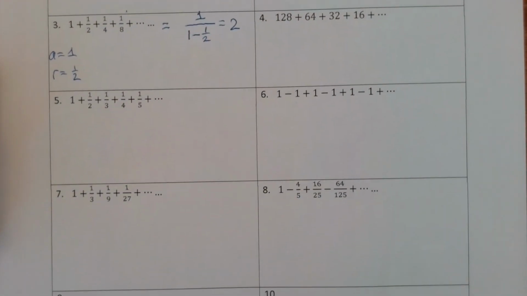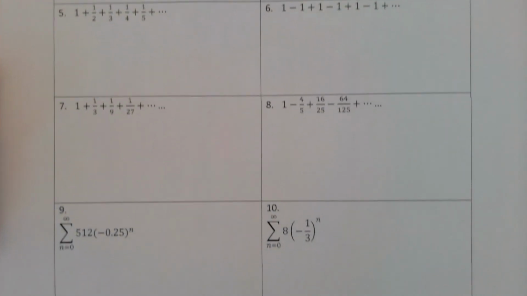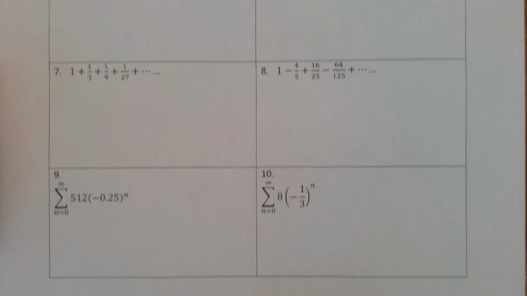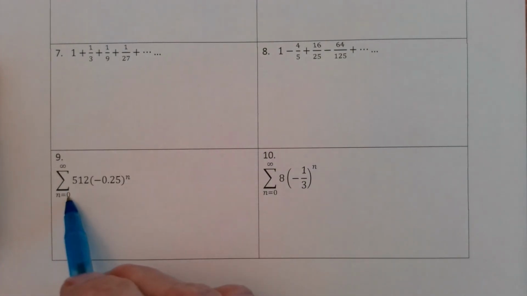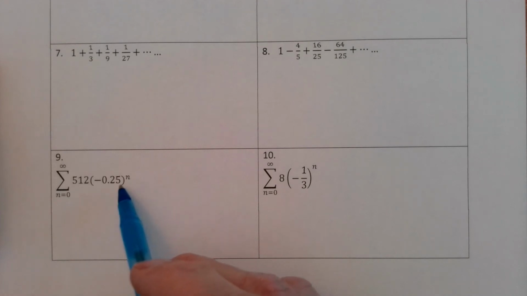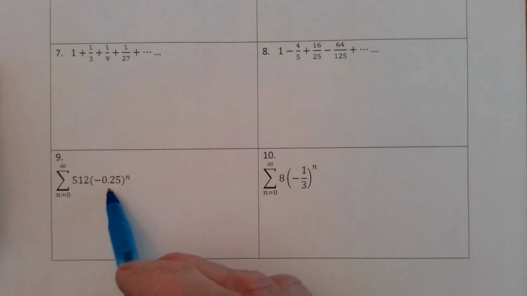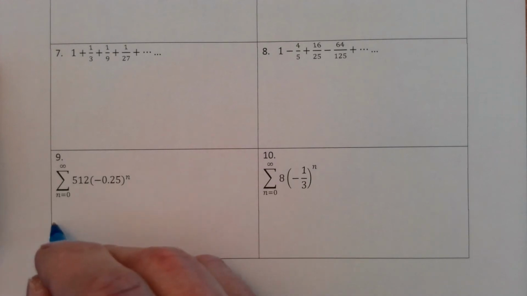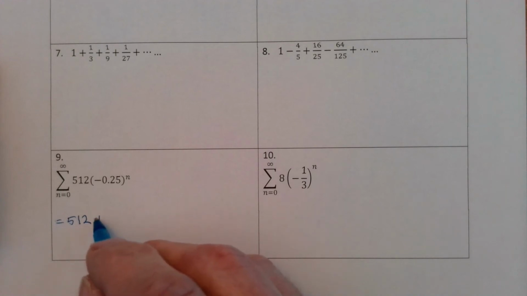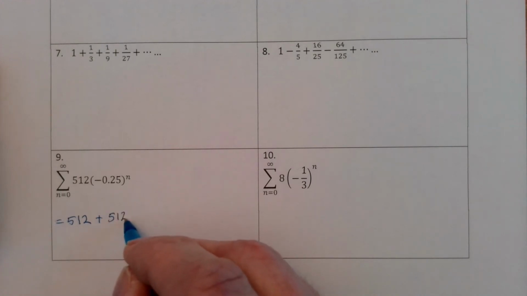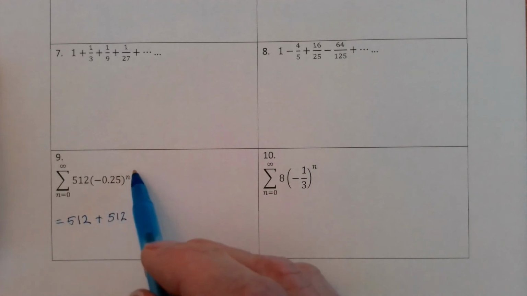Okay, we're going to do one more problem here. And we'll do problem 9. It's given to us in summation notation. Let's one more time practice how to write out a series that's given to us in summation notation. Take n equals 0 and put it up here. Any non-zero number raised to the 0 power is 1, times 512 is going to be 512. Now next, we want to take 512 and multiply it by the n equals 1, so the first power.